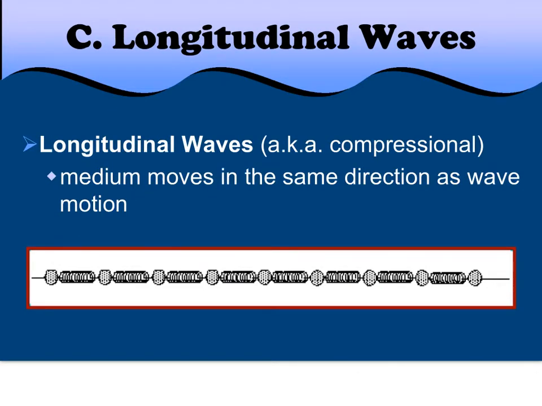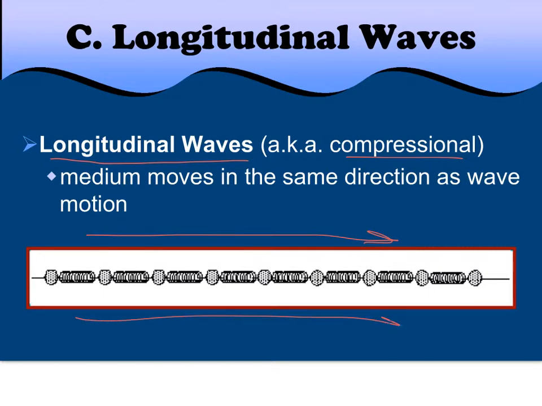The other type of wave that we mentioned are longitudinal waves. They're also known as compressional waves because they compress a lot like a slinky. And so the energy is moving left to right, and the motion of the wave, a medium, is also moving left to right.